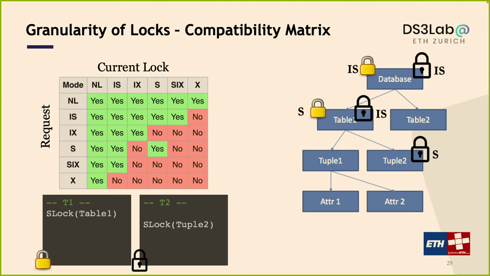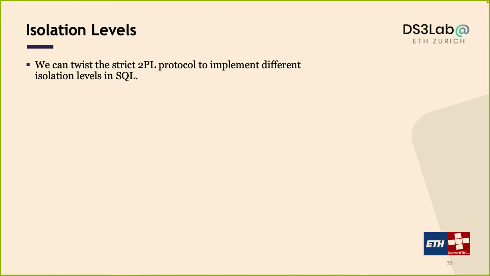But go back home, think about this compatibility matrix. It's very natural, but it takes a couple hours to understand. Every year when I teach this lecture, I get up one hour early and just look at this. And somehow I understand this. Make sense? Okay. So this is about granularity of locks.